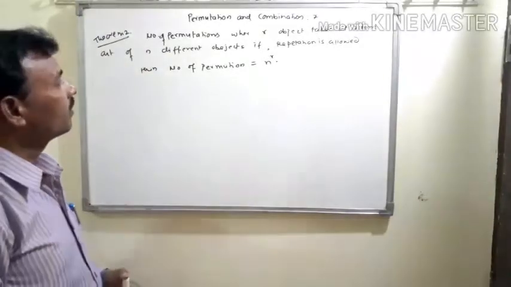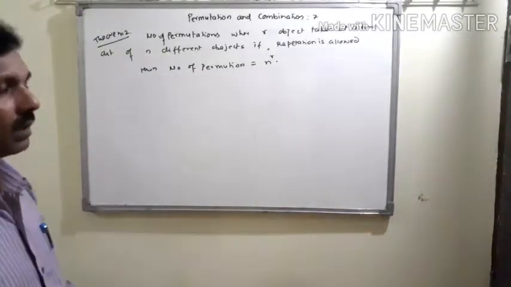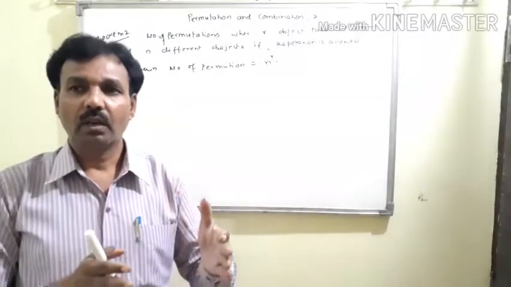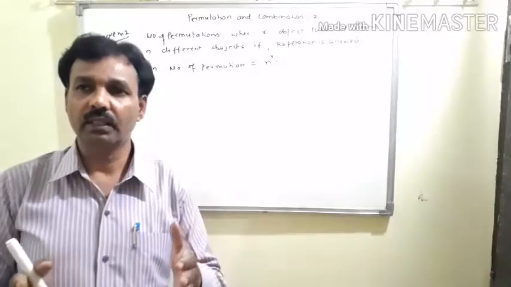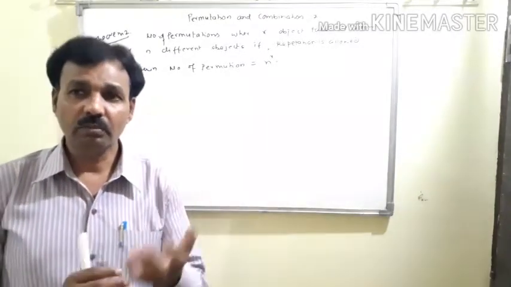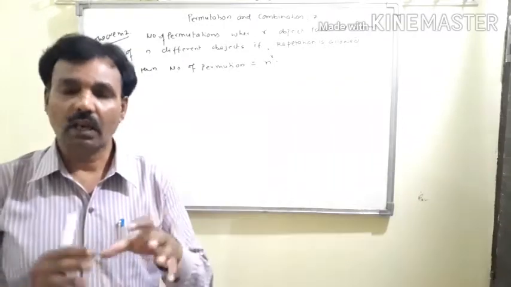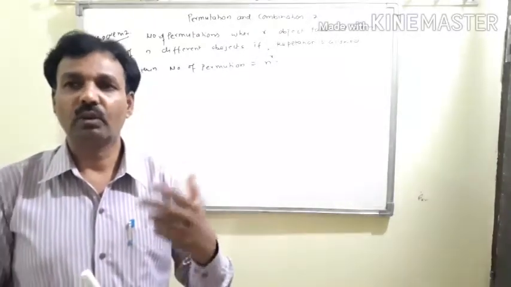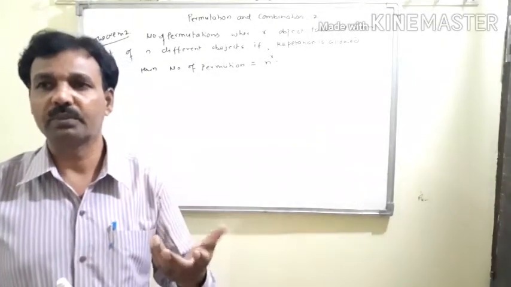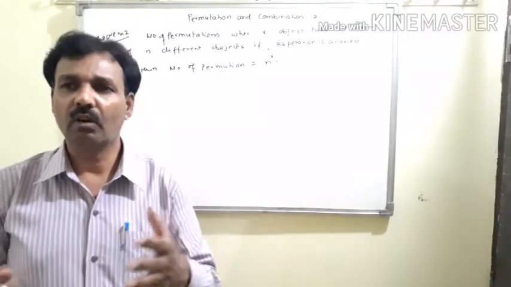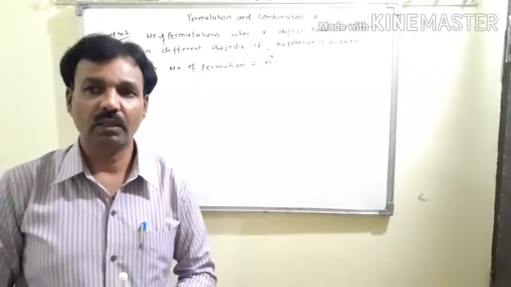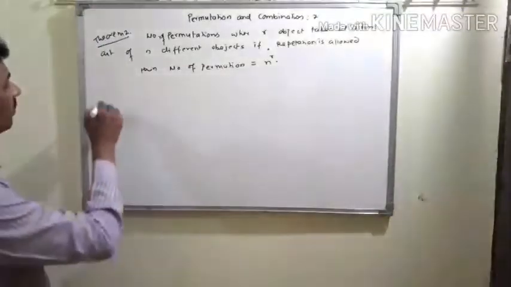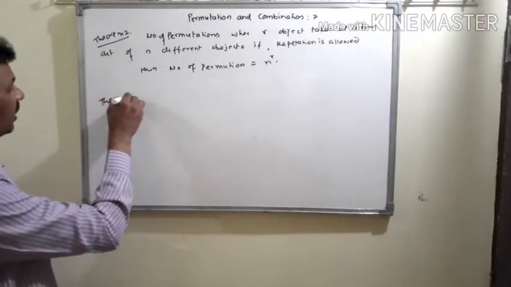Now we will discuss what happens if, out of n objects, not all objects are the same, and some objects are of p type, some objects are of q type, some objects are of r type. Then how many total permutations are formed? Now, theorem third.